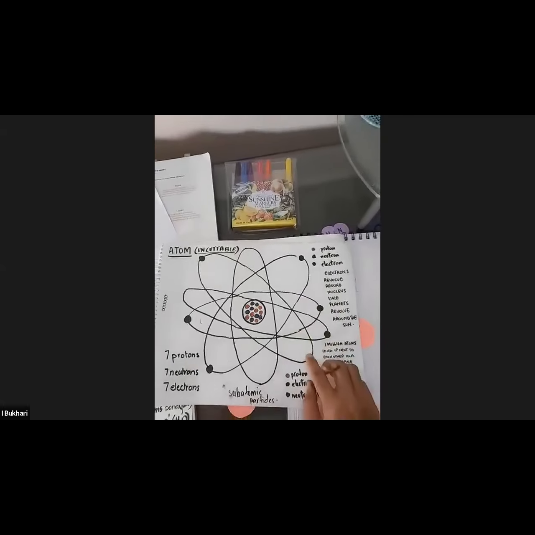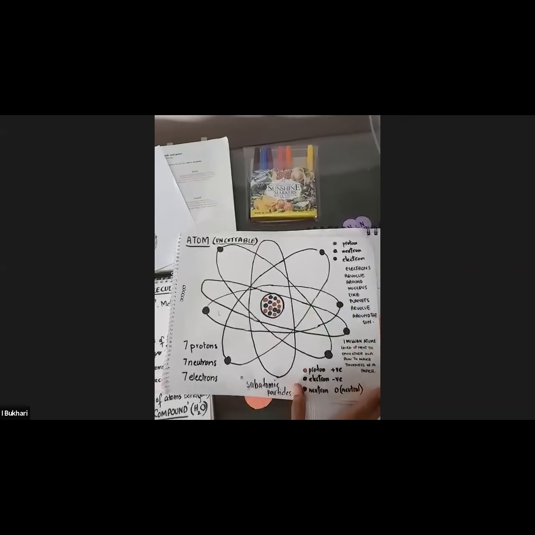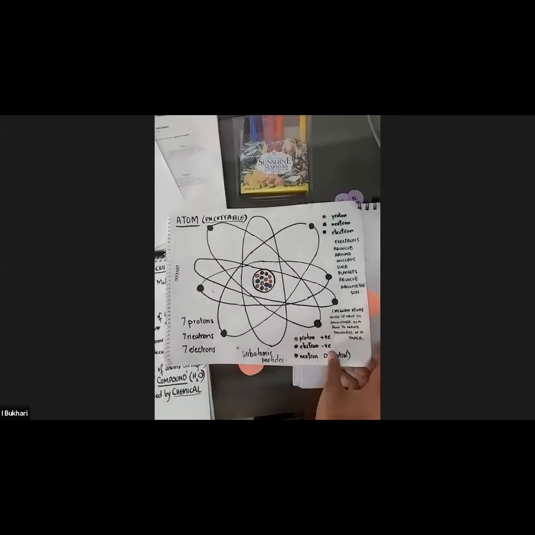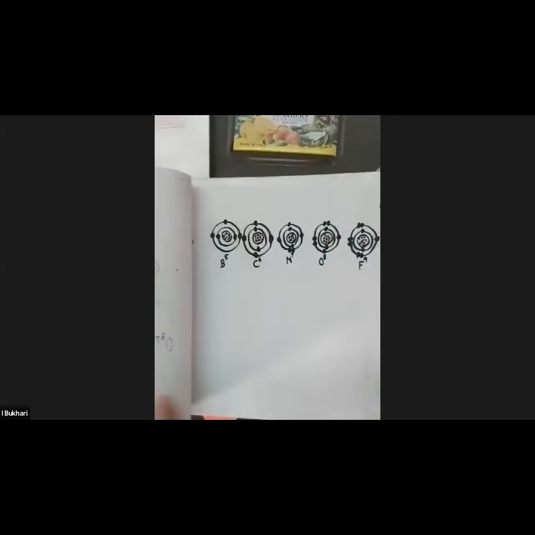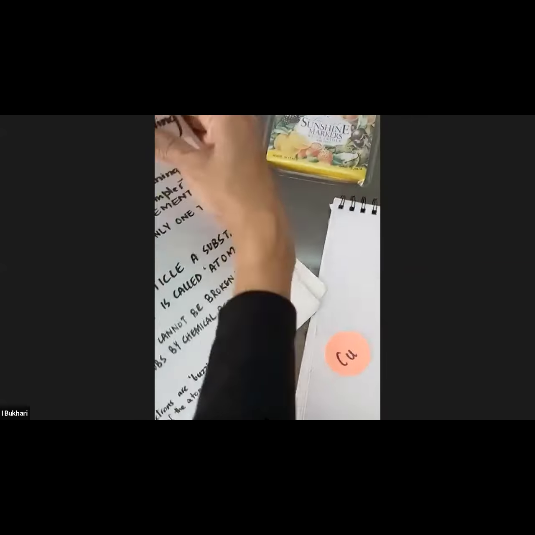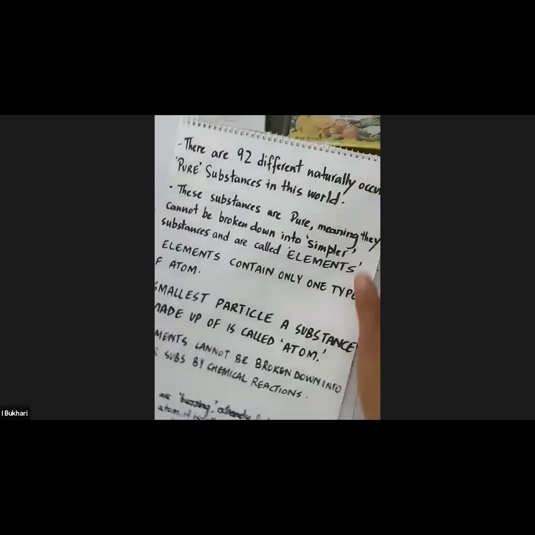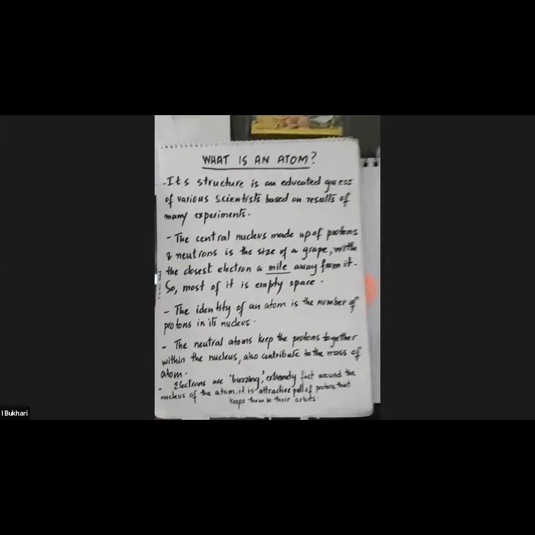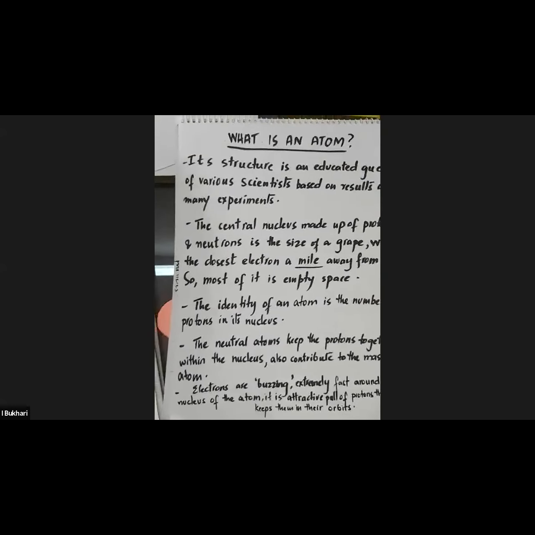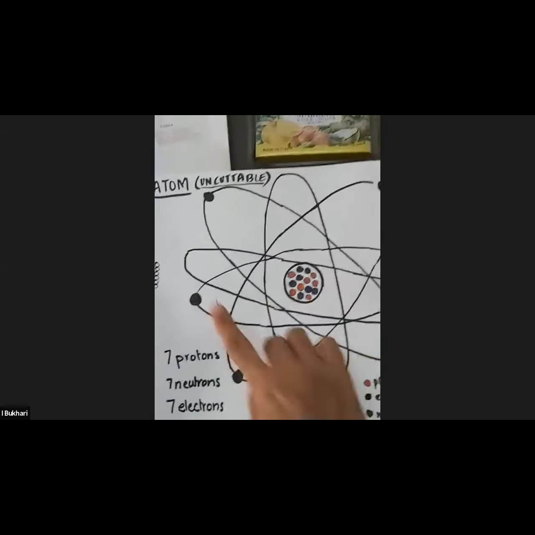And then these electrons. Now, I just talked about the mass. The atomic mass is the sum of the protons and neutrons. When we talk about the mass of an atom, or what is the mass of an atom, we only consider the protons and the neutrons within the nucleus. We do not consider these electrons.